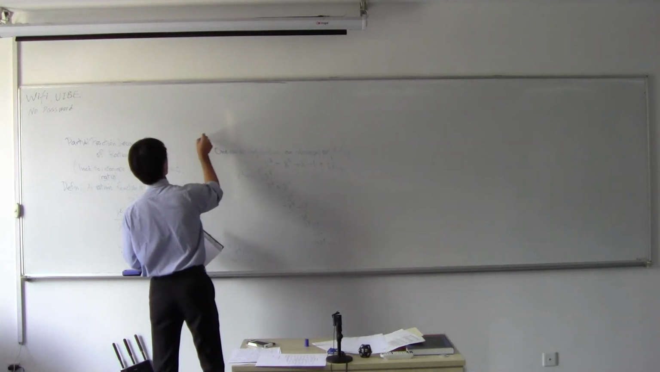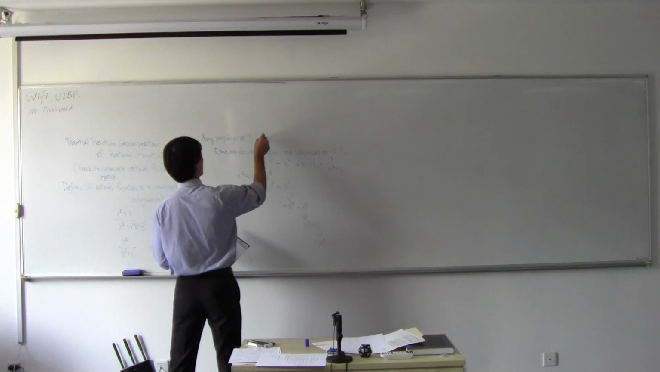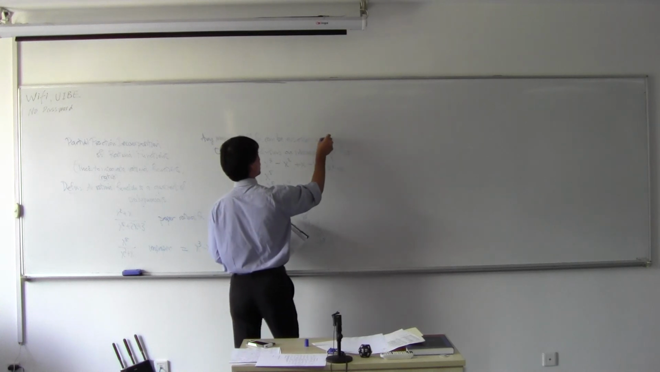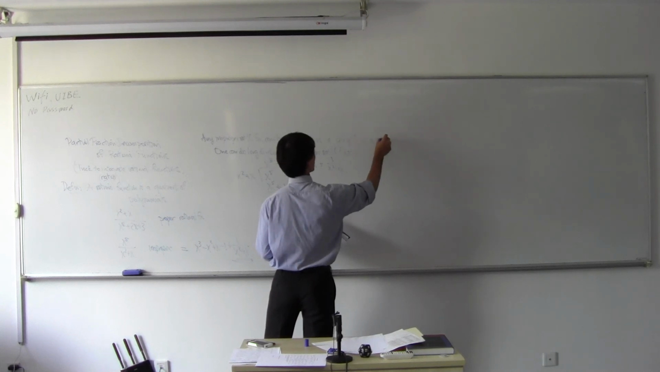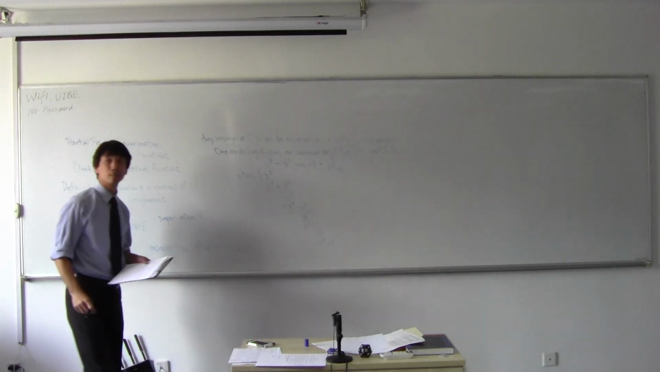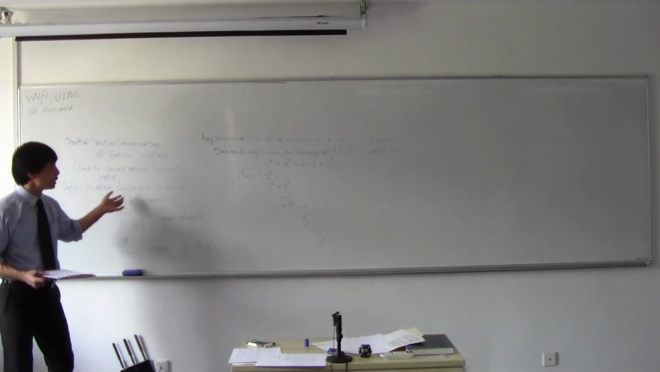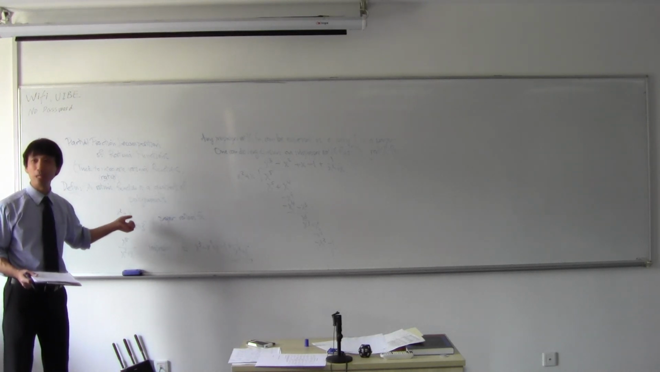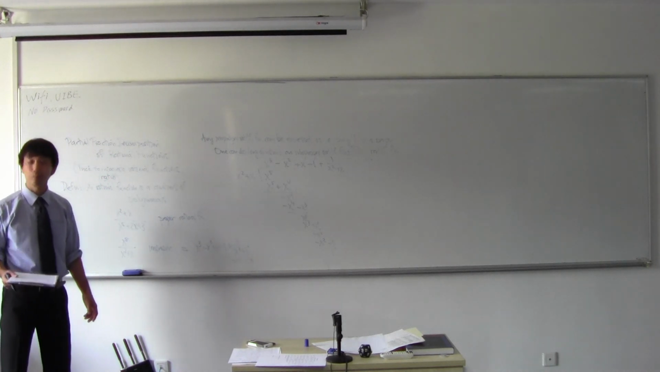So any improper rational function can be expressed as a polynomial plus a proper rational function, just by doing division. So if somebody is asking you to integrate rational functions, all you need to do is to be able to integrate proper rational functions, because improper ones are just polynomials plus proper ones.